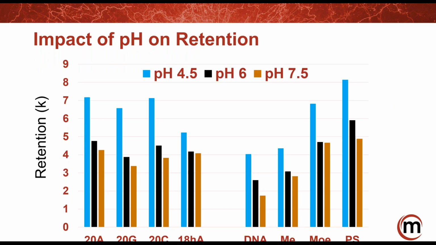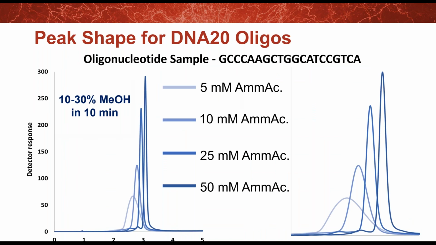Again, looking at the retention, it looks like pH 4.5 is the best retention, but actually pH 7.5 had really good results. pH 6 had really good results. So again, we sort of honed in on different pieces of this. So for the DNA 20 oligos, this is the 5, 10, 25. This is actually what it looked like chromatographically.